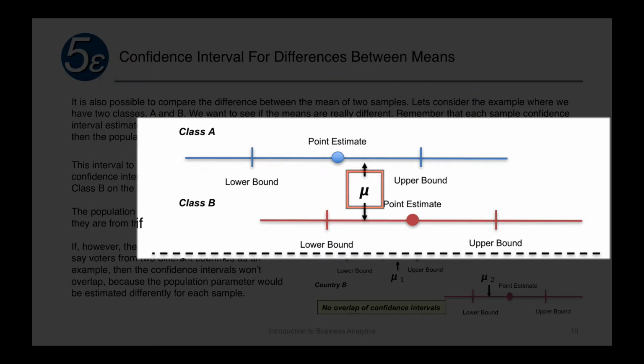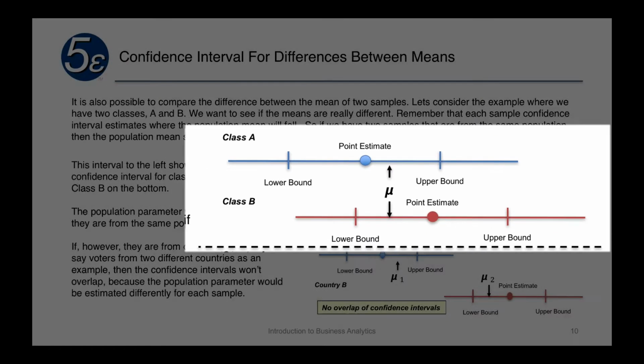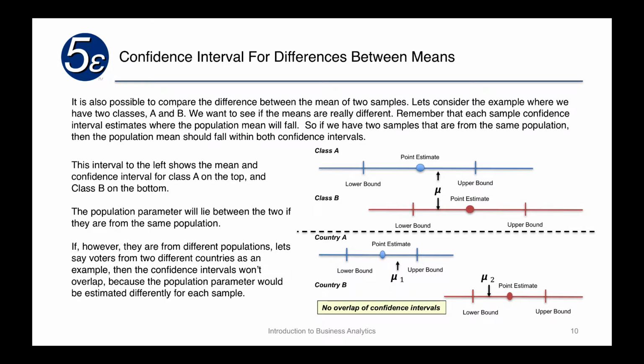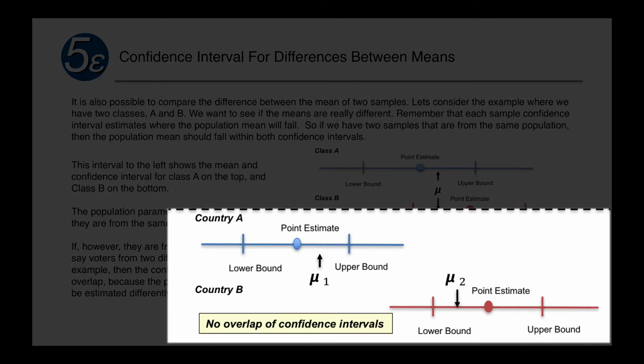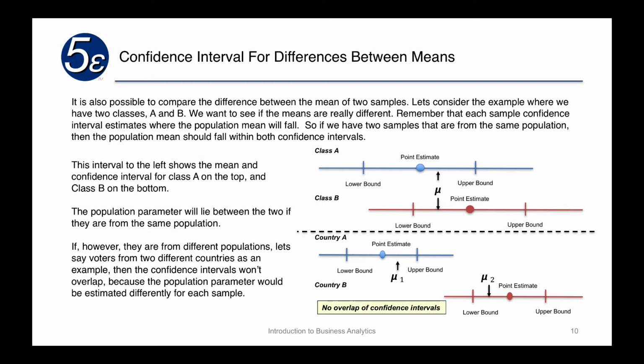So if they overlap, then the population parameter is probably going to sit in that overlapping section. And we could see that between class A and class B. If they're from the same population, that's going to be true. But if they're from different populations, then that won't be true, and they will have different population parameters. And this is what tells us that the two samples probably come from different populations because their confidence intervals don't overlap. And this is what we're looking at when we're looking at the confidence interval for differences between means. And we'll get a little bit more in detail when we do tests for means.